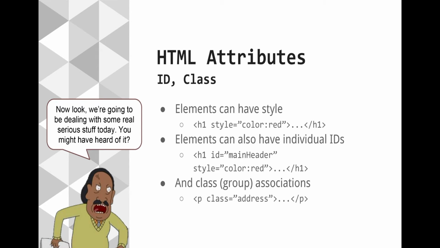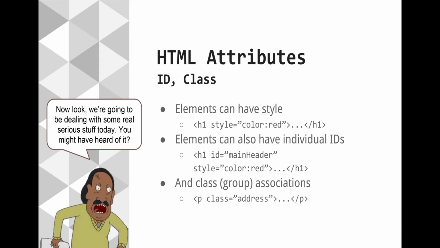When we look at elements, we know that they can have style. For instance, this H1 tag has style color equal red, so whatever text is in there will be red. We can also give them individual IDs. So we could say H1 ID equals, and then give it something, in this case main header, and then give it some style. But instead of ID, or even in conjunction with ID, we can give it a class. We can say class equal something, and we can group those different associations together by class.